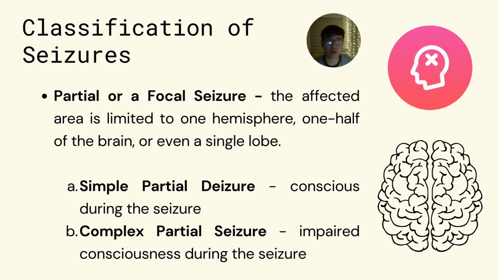Typically, the person is conscious, meaning they are awake and alert, and they will usually know that something's happening and will remember the seizure afterwards. Complex partial seizures, on the other hand, involve total loss of consciousness, so completely or having impaired awareness and responsiveness. So they will not remember. There is a chance that they will not remember what happened during a seizure.